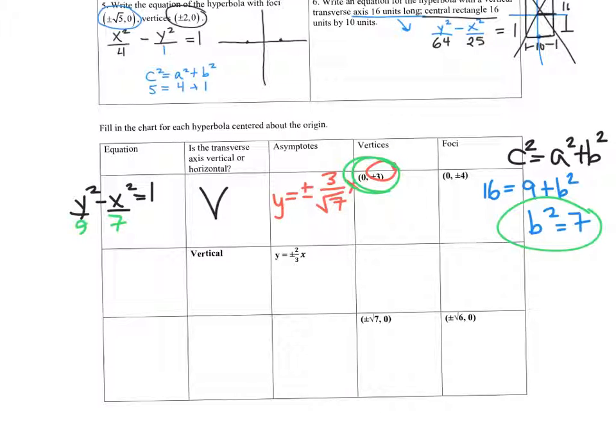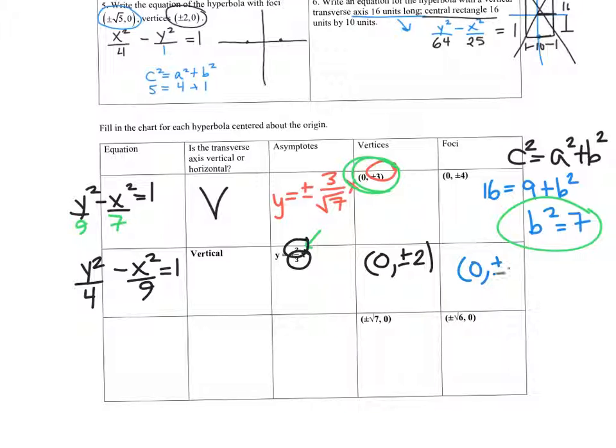Alright, so this one, I know my asymptotes are 2/3 x, so this must mean that my equation, and it's vertical, is going to be y squared minus x squared equals 1. But I know that my change in y was 2, so underneath the y has to be a 4, and underneath the x has to be 3 squared, which is 9. So my vertices are going to be on the y-axis at 0, plus or minus 2. For my foci, I'm going to use c squared equals a squared plus b squared. So 4 plus 9 is 13, so my foci are at 0, plus or minus root 13.